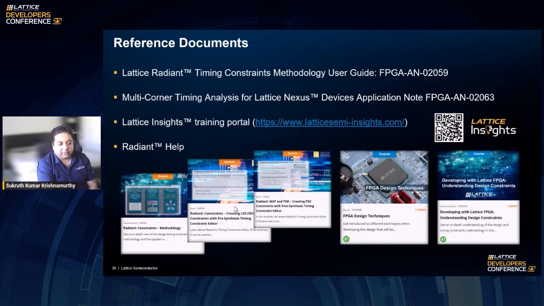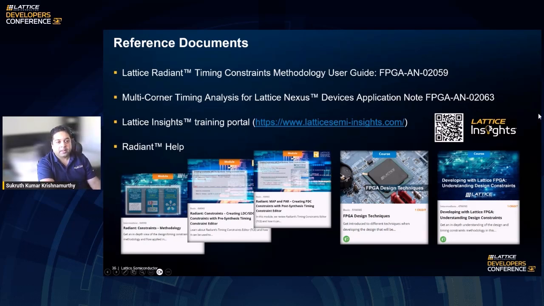Here are some reference documents that were used in today's session. The Lattice Radiant Timing Constraint Methodology User Guide gives you a complete understanding of the different constraints that are used, and also when and how to use them. We have Multi-Corner Timing Analysis for Nexus devices, which is an application note. Until now, we did not have multi-corner timing analysis for Nexus devices. But in the Radiant 2023.2 release in December, we will have this multi-corner timing analysis for Nexus devices. But if users want to understand how multi-corner timing analysis can be done manually, you can always refer to this application note, FPGA-AN-02063.